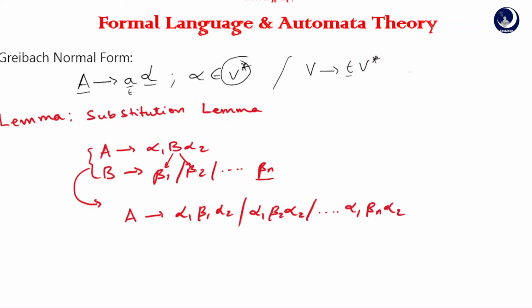So here we simply eliminated one variable called B, which is available in the original grammar. In the equivalent grammar, you can see there is only one variable that is giving the n production rules. So this is the first lemma that we are using, which is called the substitution lemma.